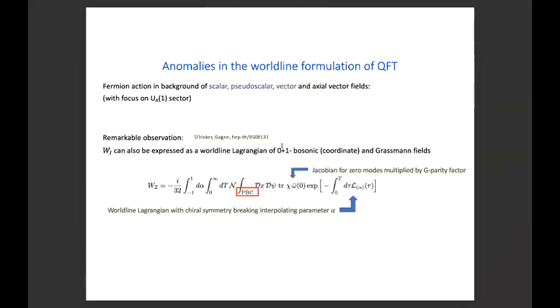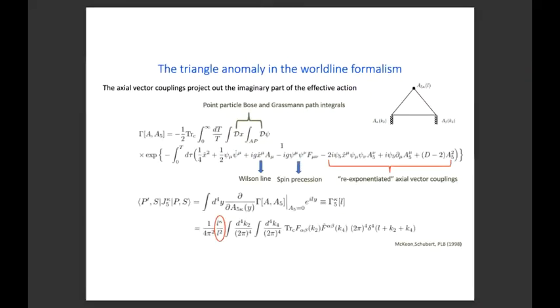Also you have periodic boundary conditions for both the fermionic and the bosonic Grassmannian fields. And this trace is essentially the Jacobian for the zero modes of this Worldline Lagrangian, multiplied by some G parity factor, which I won't go into. So this one only reproduces the anomaly and that's it, nothing else. Is there something else in this imaginary part?